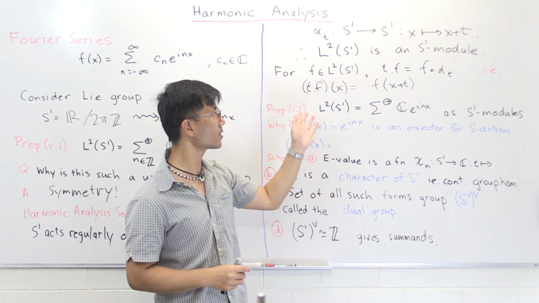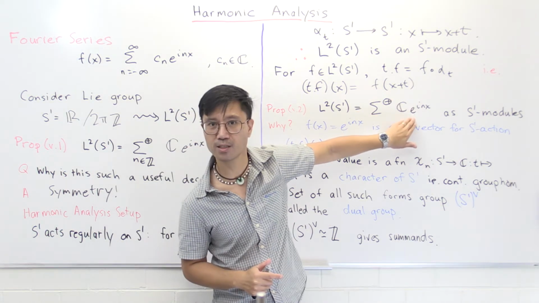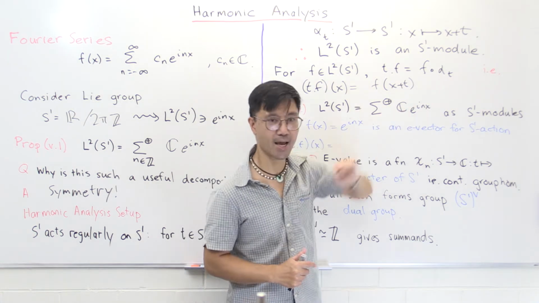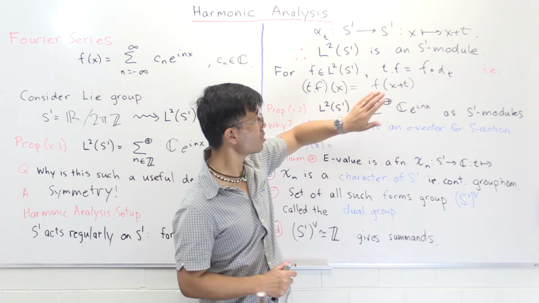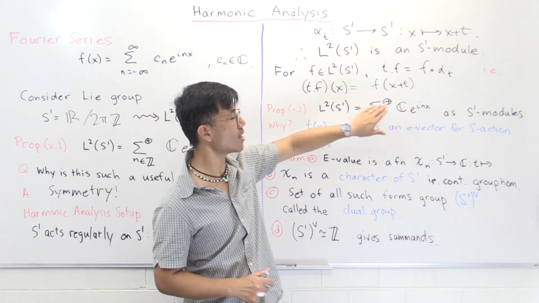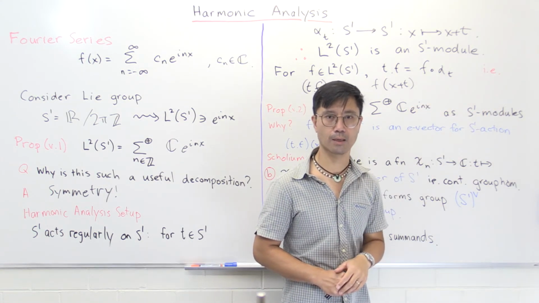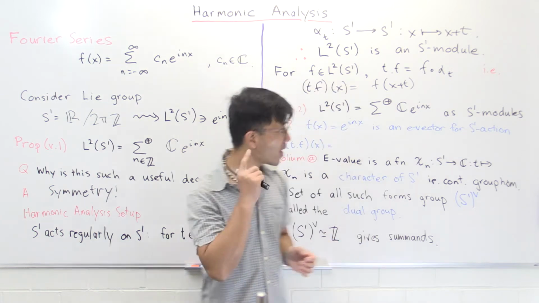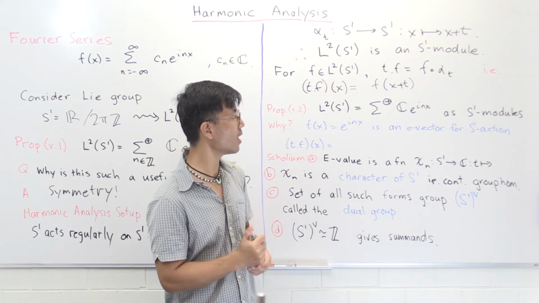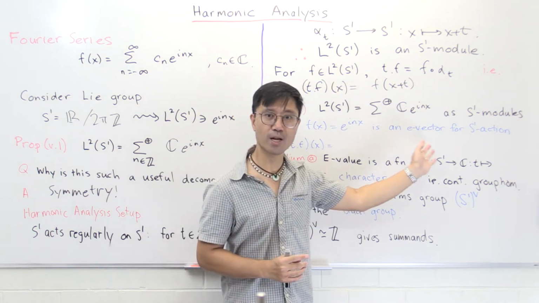It's the same formula. L2 of S1 is the Hilbert space direct sum of these one-dimensional vector spaces, and these one-dimensional vector spaces are just C e to the i n x. But this is not just a Hilbert space equality here. This also has S1 modules. Okay, that's what I want to claim. So the extra piece of information that I have now is that this decomposition is a really nice decomposition.